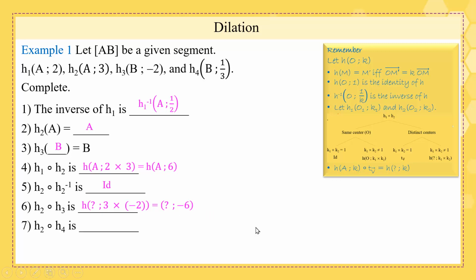Now, the 7th example, H2 round H4, yes, it will be a translation because they have different centers and the product of their ratios is 1. Now, part 8, the composite of a translation of vector AB and H3, yes, it will be a dilation of a center to be determined and a ratio -2, which is the ratio of H3.